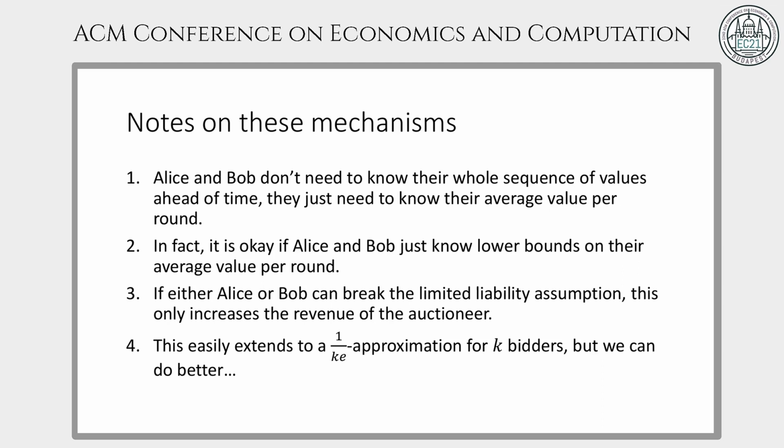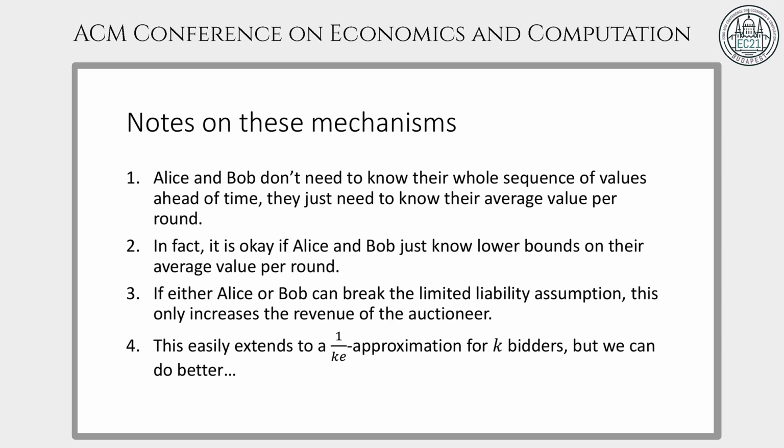So this 1 over e approximation assumes that Alice and Bob are both limited liable, that they will never bid more than their value per round, or they will never pay more than their value per round. And you can ask what happens if Alice and Bob are not subject to this constraint, if they are allowed to pay more than their value per round. It turns out this actually only helps the auctioneer for this mechanism. It turns out that it's in Alice or Bob's interest to just pay more at the beginning, and the auctioneer will get, at worst, the same competitive ratio of 1 over e.